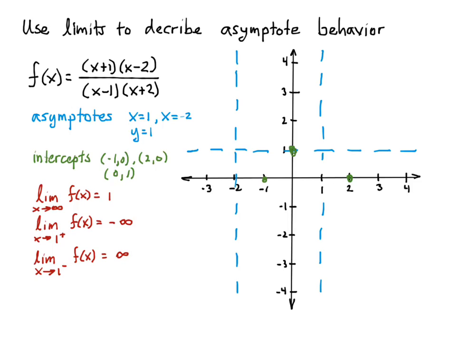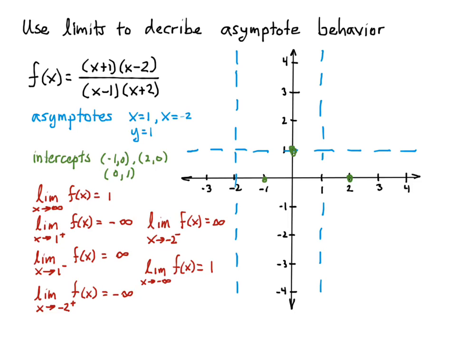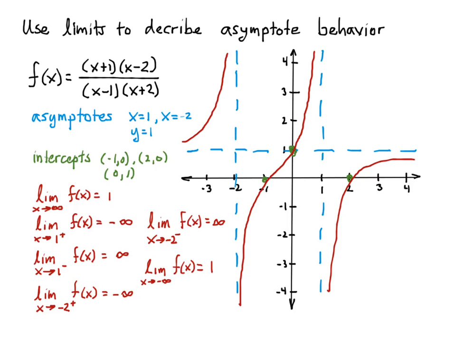As it goes to 1 from the negative side, it's infinity, and then the limit as x goes to negative 2 from the positive side is negative infinity, and we have the last one as we go to negative 2 from the negative side, that goes to infinity. And so then the long-term behavior, and we get our graph.